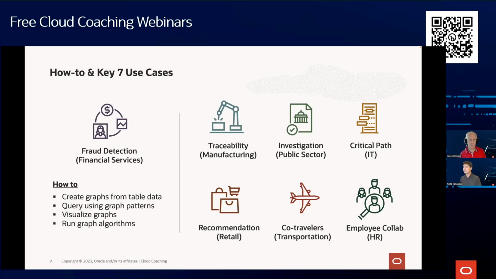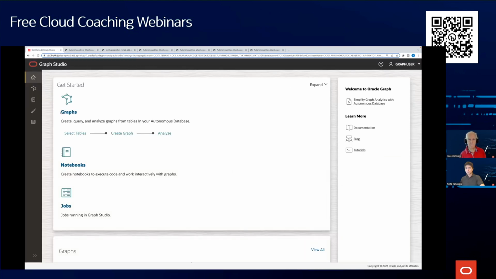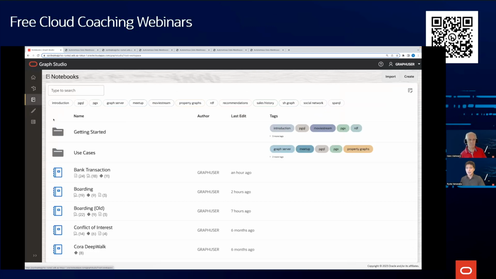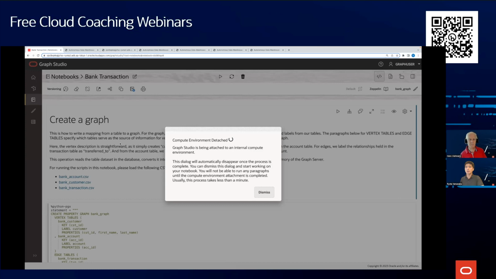For showing all these demos, I will use this interface, Autonomous Database Graph Studio. So this tool, Graph Studio, is a built-in tool for Autonomous Database. So all Autonomous Database users can use this tool without any setup. And then I put those use cases as notebooks. So let me open one notebook for bank transaction network.